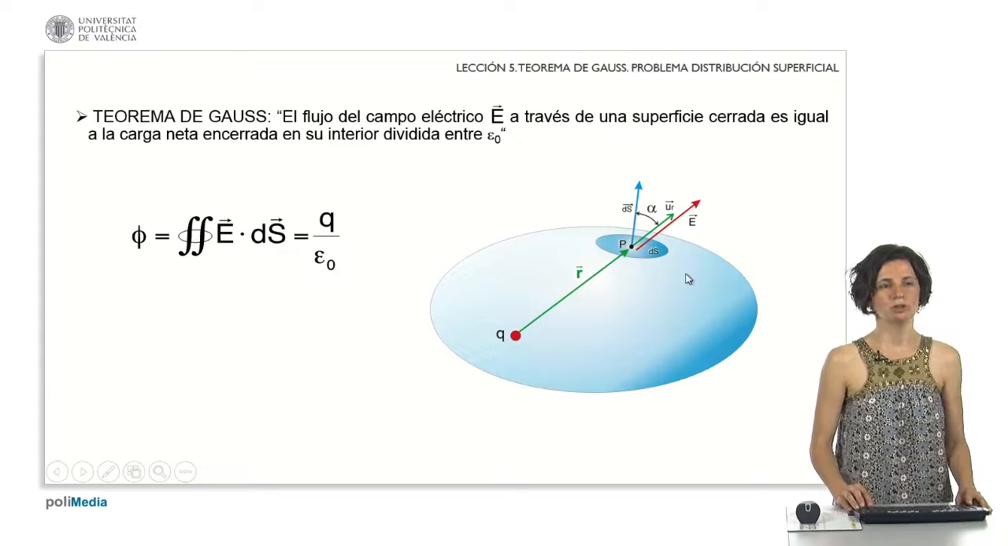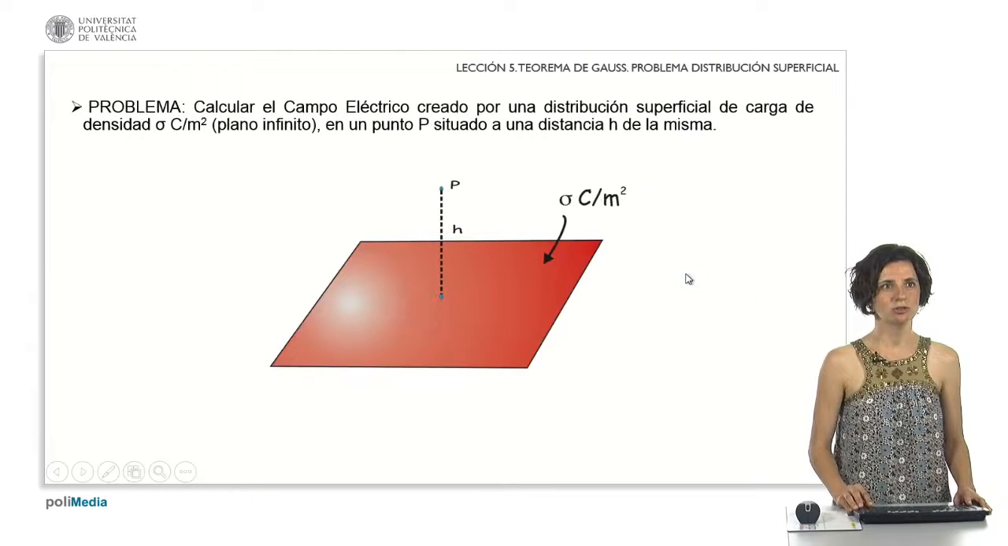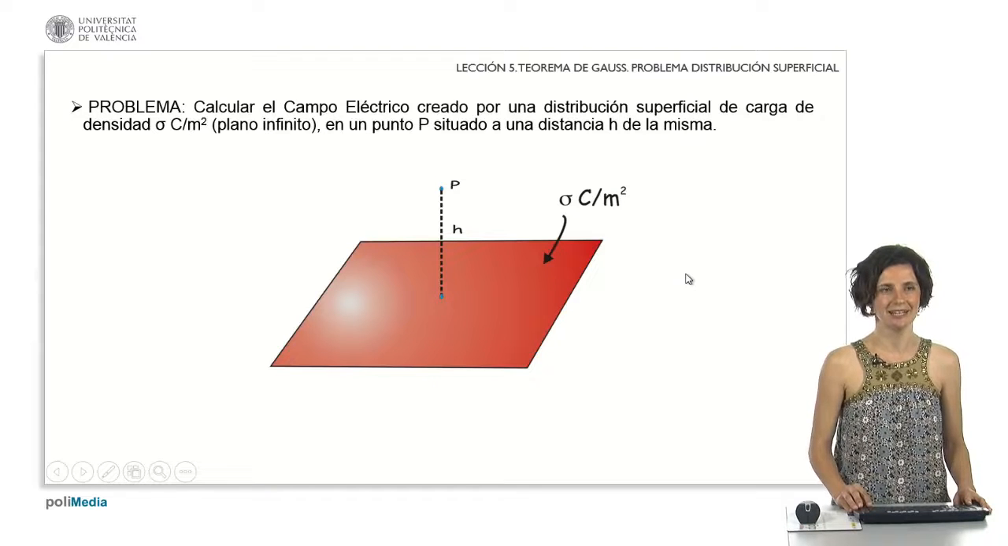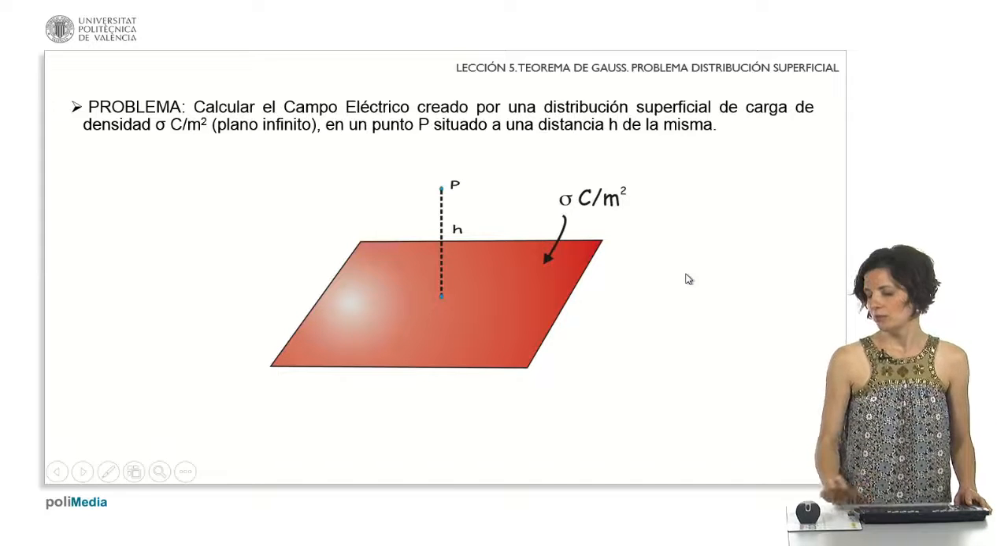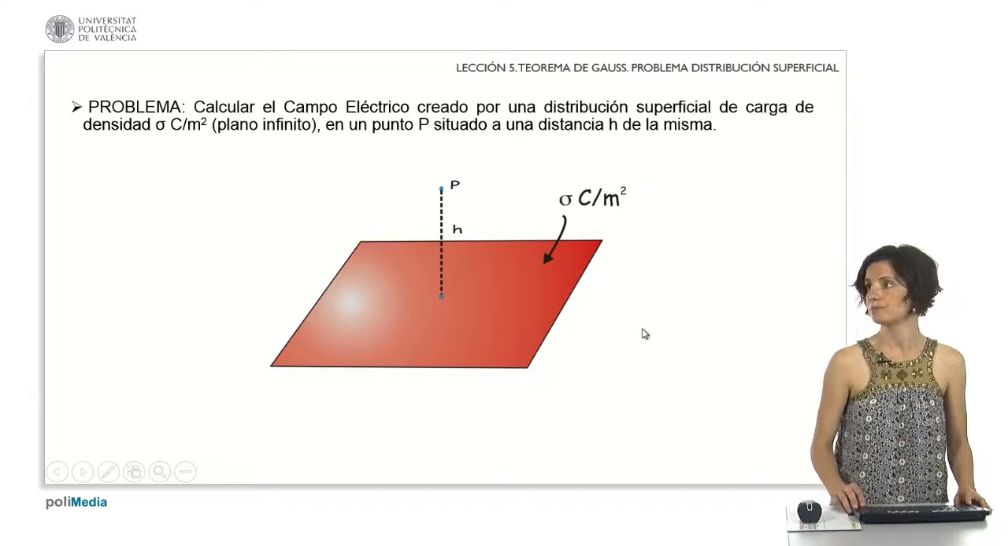Gauss's law allows us to calculate in a simpler way the modulus of the electric field created by charge distributions with symmetry. In this case, we are going to calculate the electric field created by a surface charge distribution of density sigma coulombs per square meter, an infinite plane. We are going to calculate the electric field at a point P located at a distance h from the distribution.